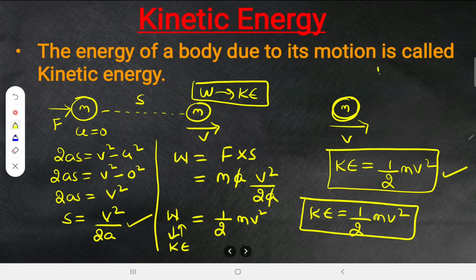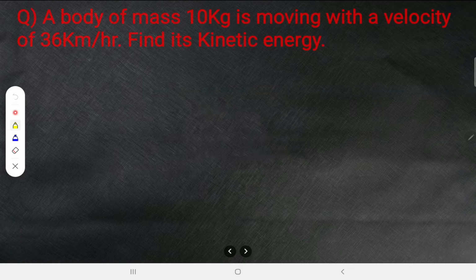Now what is the unit of work? The unit of work is also joule. And what is the unit of energy? The unit of energy is also joule. So these can be used interchangeably. You will get to know about that as we proceed. All right, so let us take some numericals on kinetic energy.